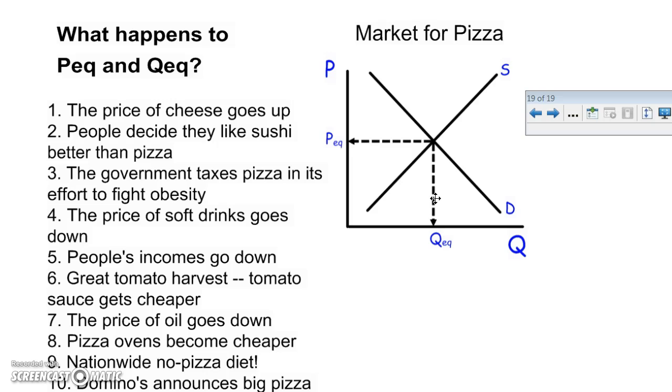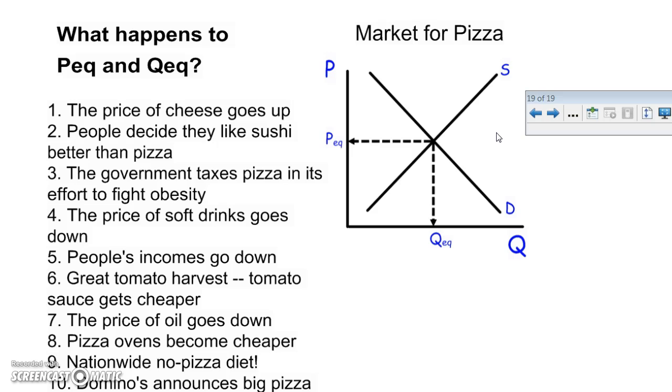Guess what? Same thing. Oil is a resource in pretty much everything. Actually, as I was reading this, and you may have had the same experience, I was thinking olive oil, which gets used to make pizza, but any kind of oil. Even if we're talking about the oil that goes into making gasoline that is part of our delivery truck system, either way, resource, supply shifts to the right, price goes down, quantity goes up.